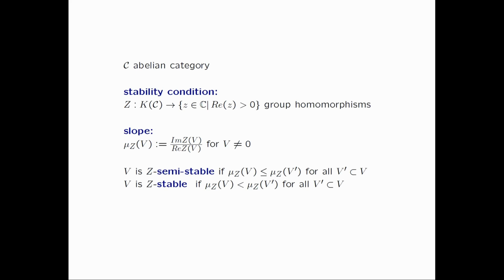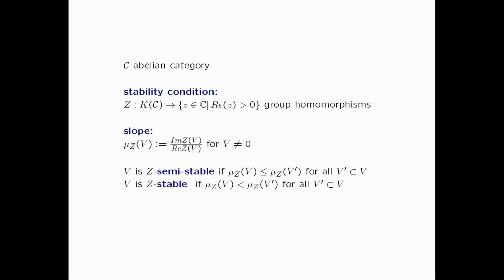Now V is semi-stable. It's just a definition. If this slope is bigger than or equal for any submodule. And it's stable if it is strictly larger for any sub. So these are somewhat abstract conditions that at the moment we just maybe take in.